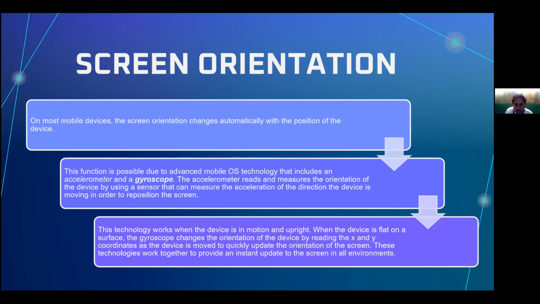When the device is flat on a surface, the gyroscope changes the orientation of the device by reading the X and Y coordinates as the device is moved, to quickly update the orientation of the screen. These technologies work together to provide an instant update to the screen in all environments.